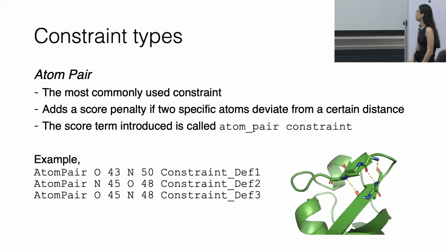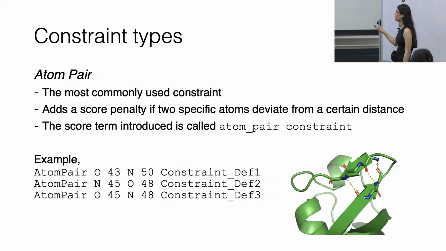And I'll leave it up to you to think whether antibodies fit the more difficult category or the easier category, and the success rate with Rosetta. But that's more so in the literature than what we're going to discuss. So let's move on and talk about different types of constraints.